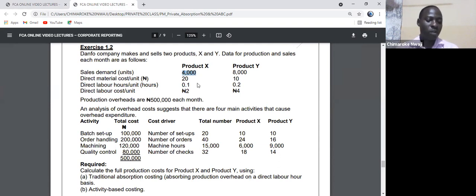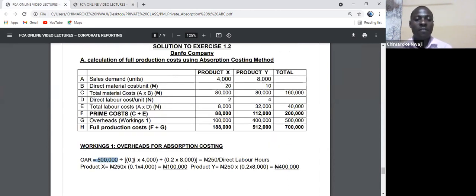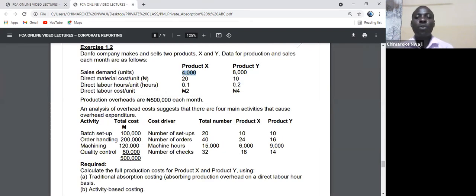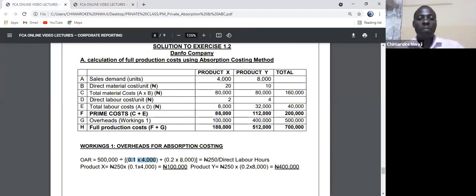So 0.1 multiplied by 4,000 should give me 400. So first of all here, I have my 0.1 multiplied by 4,000 here. This is showing working here. Then, if you use 0.2 hours to make 1 product Y, and you have 8,000 units of product Y, you're going to say 0.2 multiplied by 8,000, that will give me 1,600.